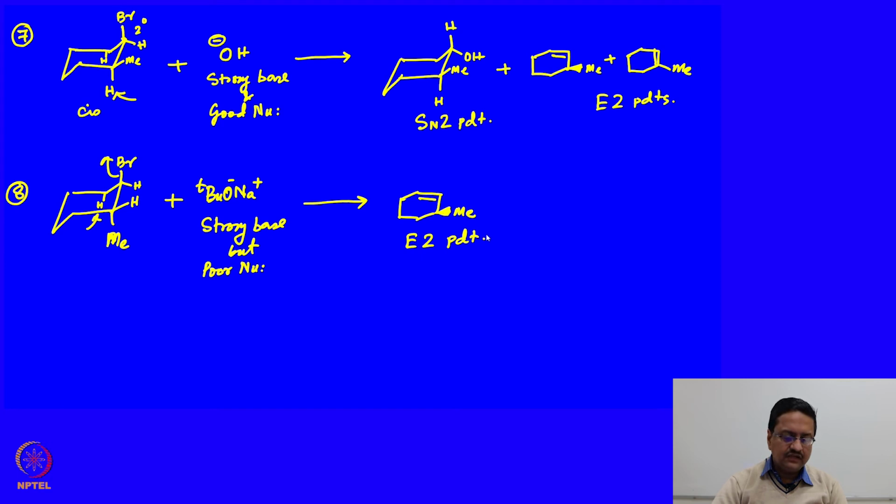right. So, now again you could see that depending on the nature of the base and depending on the nature of the substrate, depending on the availability of beta hydrogen in the anti-periplanar orientation, based on the availability of hydrogen at anti-periplanar position, you can get a particular product compared to the other.